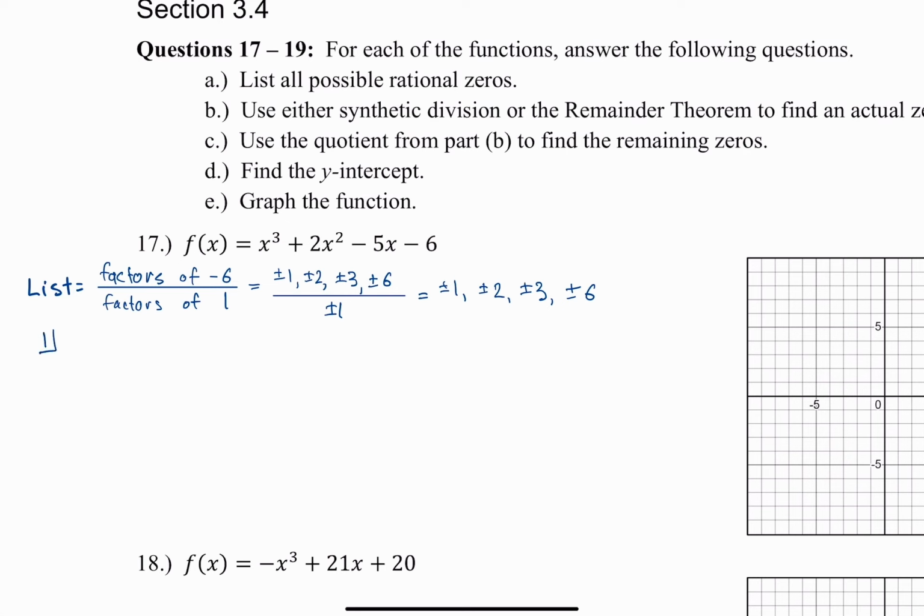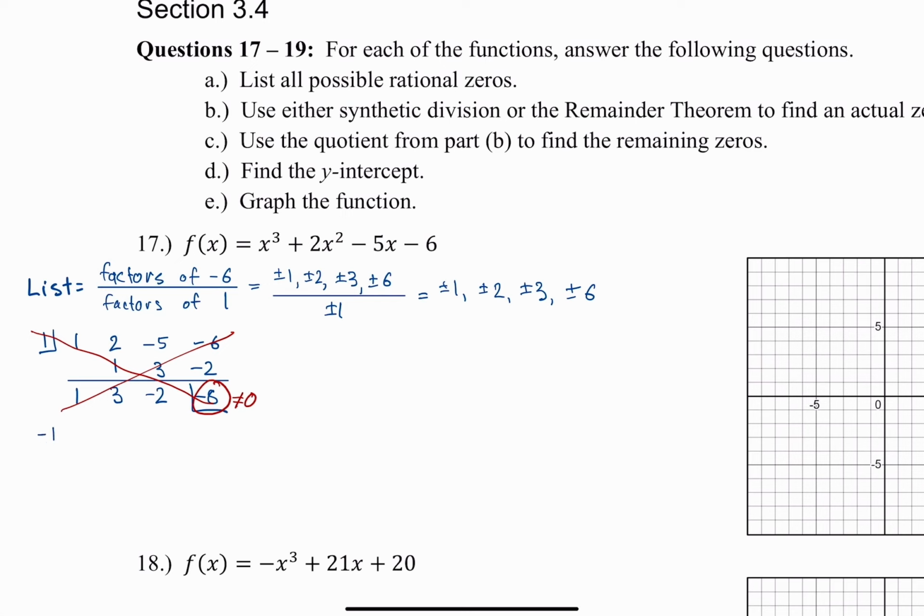I like to start with 1, and let's do 1, 2, -5, and -6. So if we do this, drop the 1, multiply, add, multiply, add to -2, multiply to -2, and -8 is the remainder. Therefore, 1 is not a 0. Again, because the remainder was not equal to 0, 1 is not a 0.